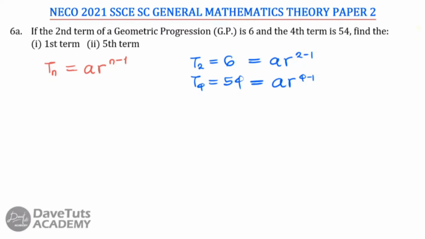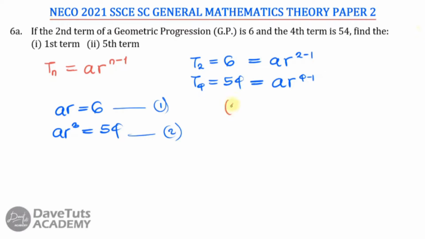So we can now say that AR is equal to 6, because 2 minus 1 is just 1. Then AR raised to power 3 is equal to 54. So these are two equations that we can have here, equation 1 and equation 2. To solve this, since it is a product, it will be best that we divide. So equation 2 divided by equation 1 gives us AR raised to the power 3 over AR is equal to 54 over 6.